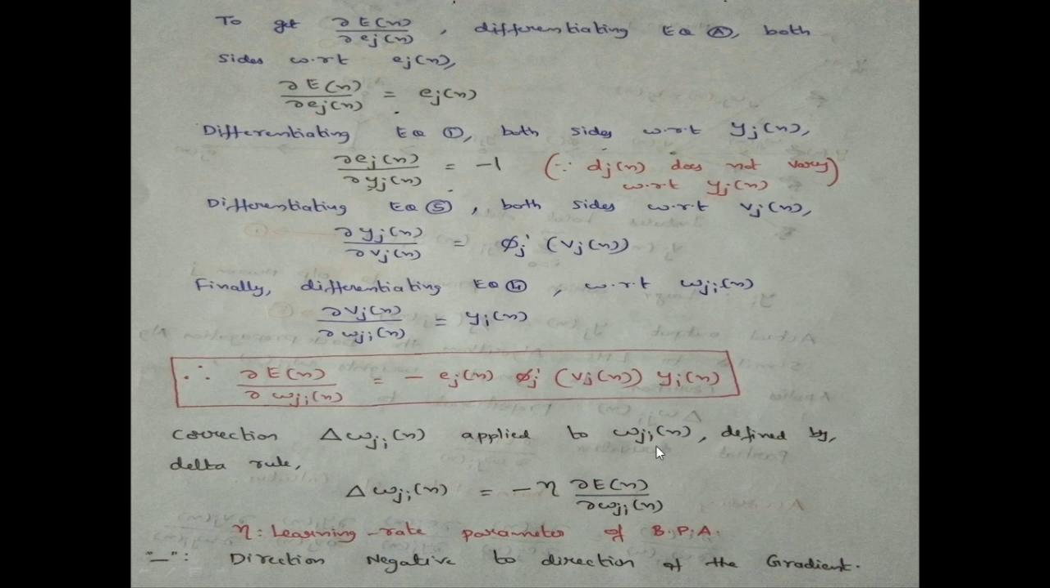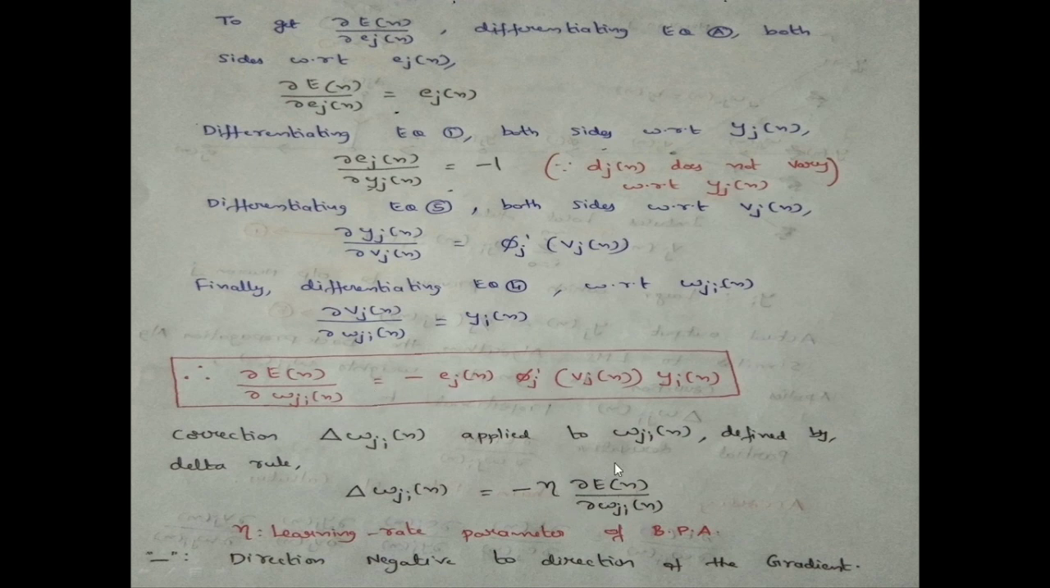Now the correction applied to the weights wji(n), which is given by Δwji(n), is defined by the delta rule. Δwji(n) is equal to minus η into ∂E(n)/∂wji(n), where η is the learning rate parameter of the backpropagation algorithm. The minus sign represents the direction opposite to the direction of the gradient. So now the value of Δwji(n) can be given by substituting the value of ∂E(n)/∂wji(n) from this equation.